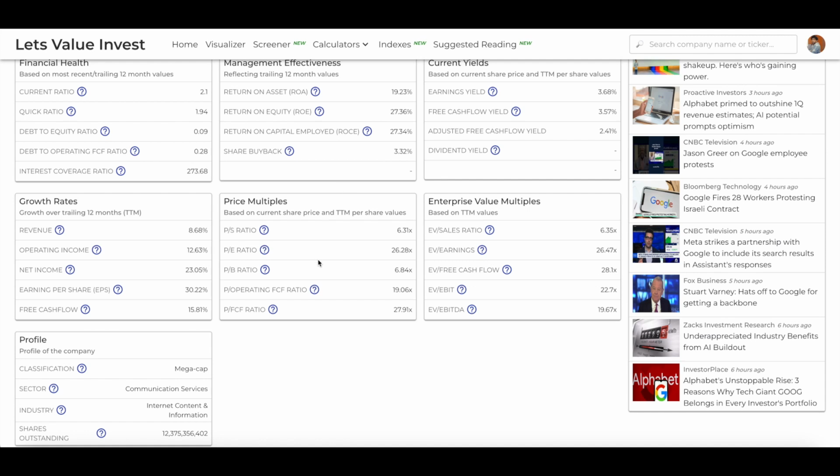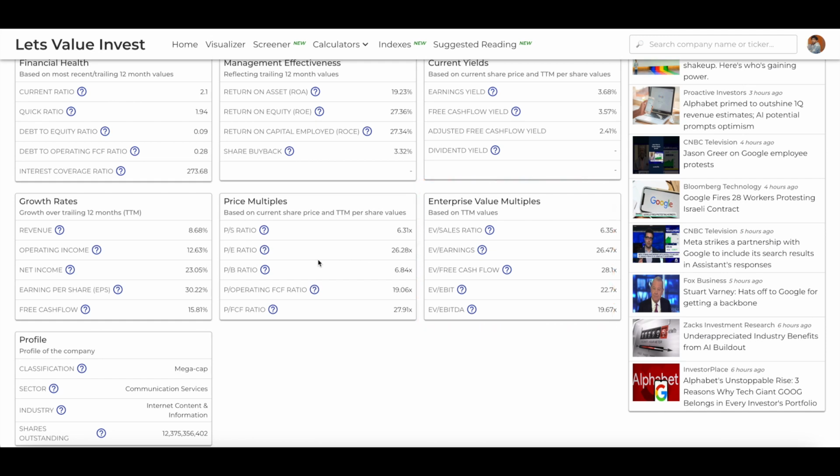And the growth rates, as the name suggests, list the growth rates for revenue, operating income, net income, earnings per share, and free cash flow in the last 12 months. Price multiple list the common price ratios such as PE ratio, price to sales ratio, price to book ratio, price to operating cash flow ratio, and price to free cash flow ratio. Similarly, the enterprise value multiple lists the ratios with respect to the enterprise value of the company.